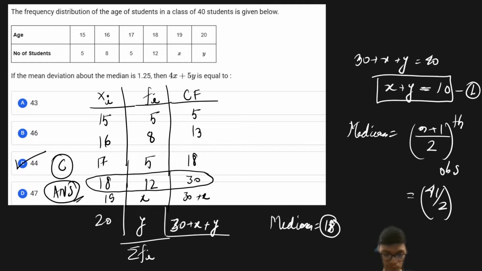I hope this part is clear to all of you. Please let me know if this is clear or not. Shall we proceed with the next problem?